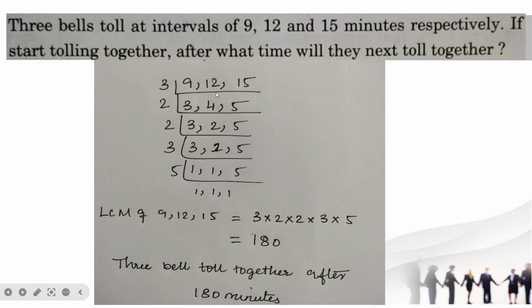3 table 3 times, 4 times, 5 times, and then 2 will go in 2 table, right? So 3 and 5 will not go, right, as it is. In 2 table 4 will go 2 times. Again 2 table 3, 5 you write as it is, as it doesn't go 2 table 1 time. In 3 table 3 will go 1 time, 5 doesn't go, you write as it is. And in 5 table 5 will go. So you are getting 1 1 1, so you can stop it. 3 into 2 into 2 into 3 into 5 is the LCM, which is 180. So the bells will toll together after 180 minutes.